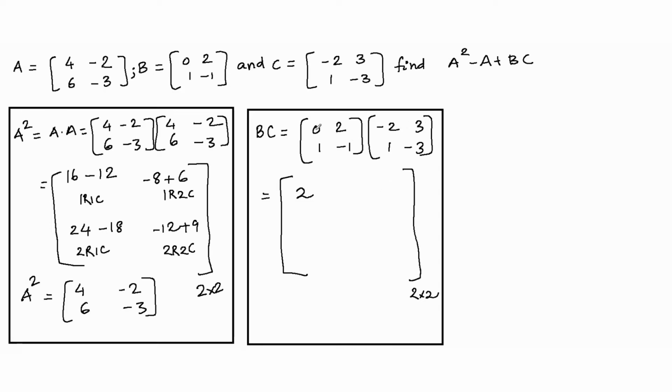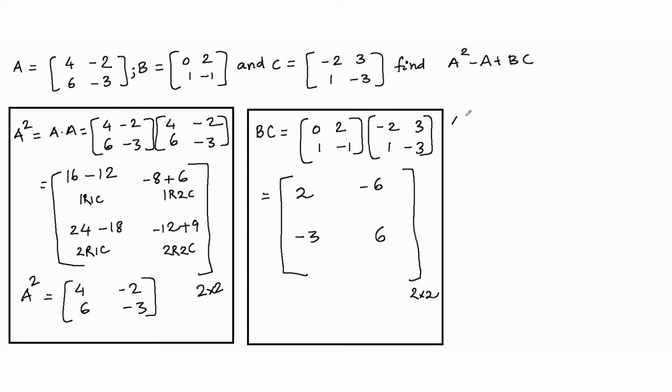Then first row, second column. 0 into 3 is 0, 2 into minus 3 is minus 6. Then second row, first column. So 1 into minus 2 is minus 2. Minus 1 into 1 is minus 1. So minus 2 minus 1 is minus 3. And then second row, second column. So 1 into 3 is 3 and minus 1 into minus 3 is positive 3. So 3 plus 3 is going to be 6, right?